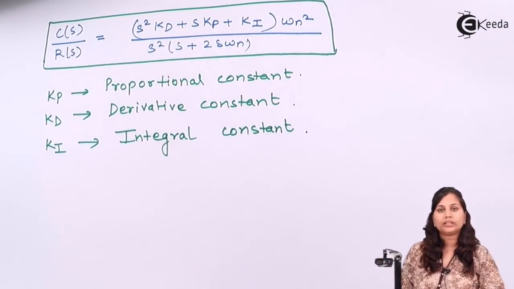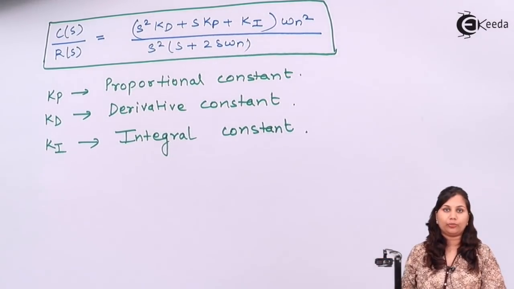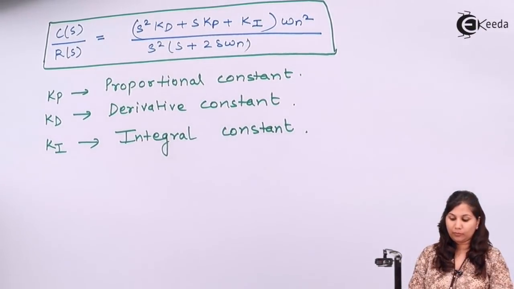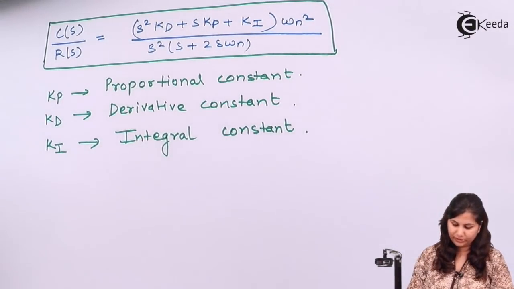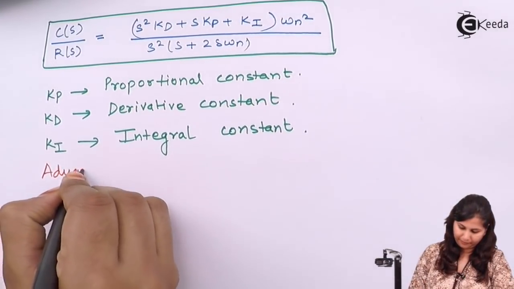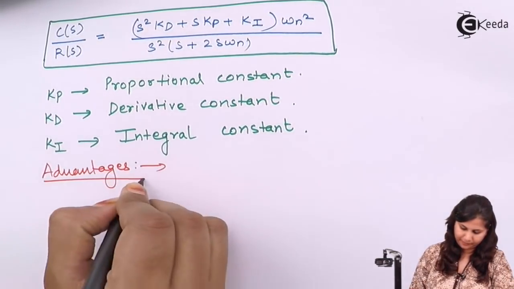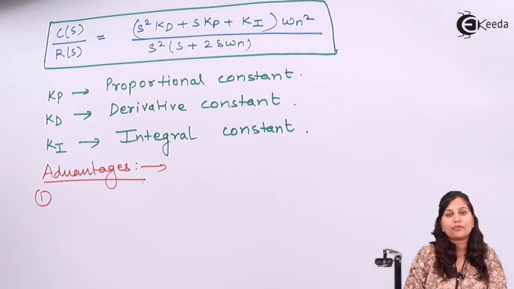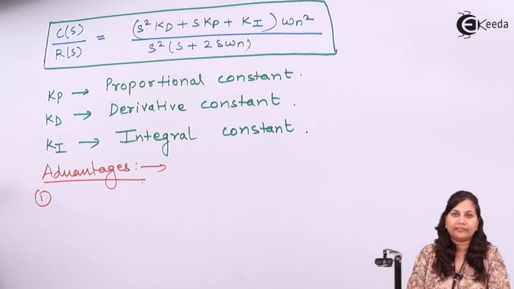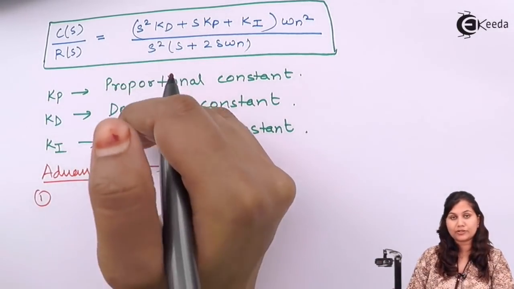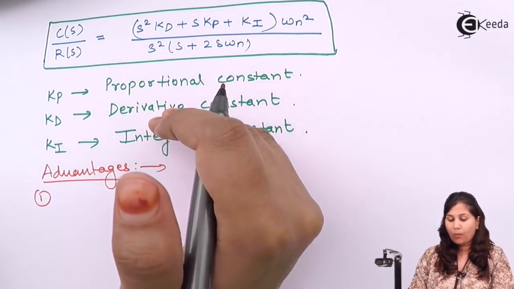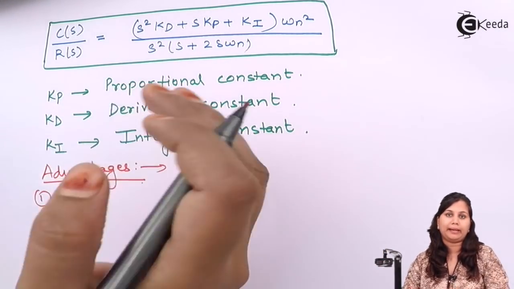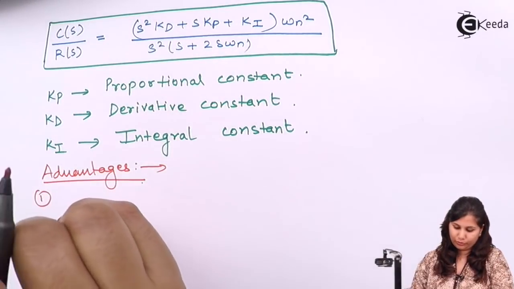Okay. Now what are the advantages of the PID controller? Why is it used in control systems most of the time? The first advantage is that it has the advantages of all the proportional, integral and derivative controllers, because it is the combination of these three. So all the advantages of these three controllers are combined in the PID controller.